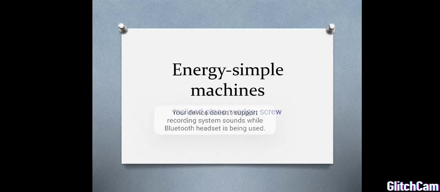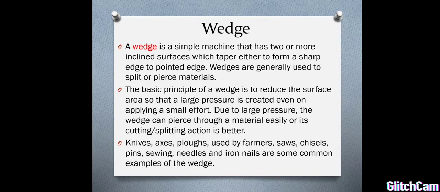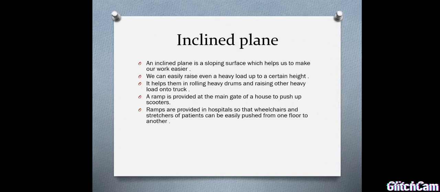Today we are going to see a new topic in simple machines, that is inclined plane, wedge and screw. First we go for an inclined plane. An inclined plane is a sloping surface which helps us to make our work easier.